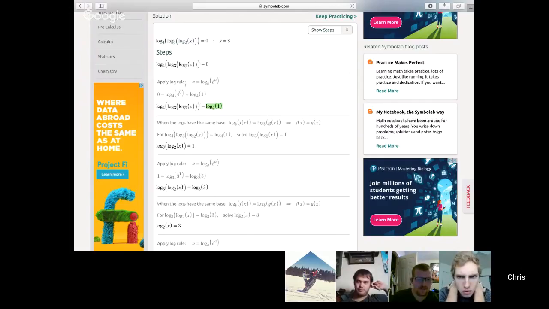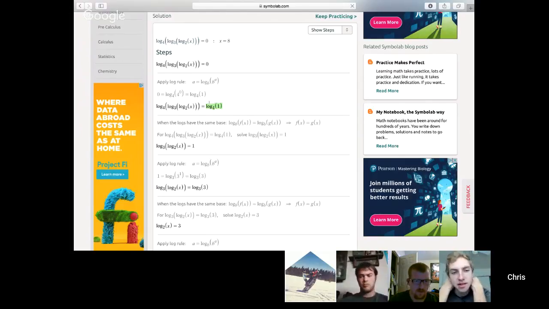So right here it says when the logs have the same base, log b of f of x equals log b of g of x, and then that goes to f of x equals g of x. Right, but we're not figuring out why any of them have the same base. That 0 in the beginning has to turn into a log.